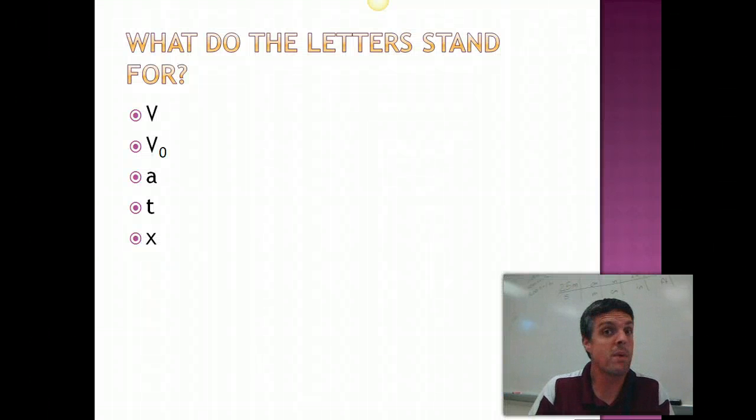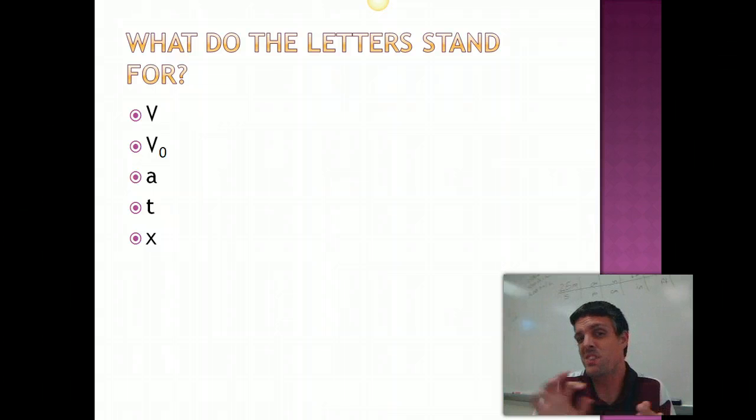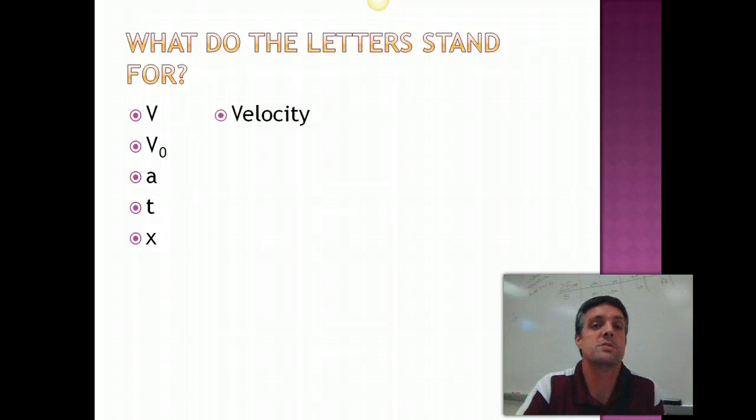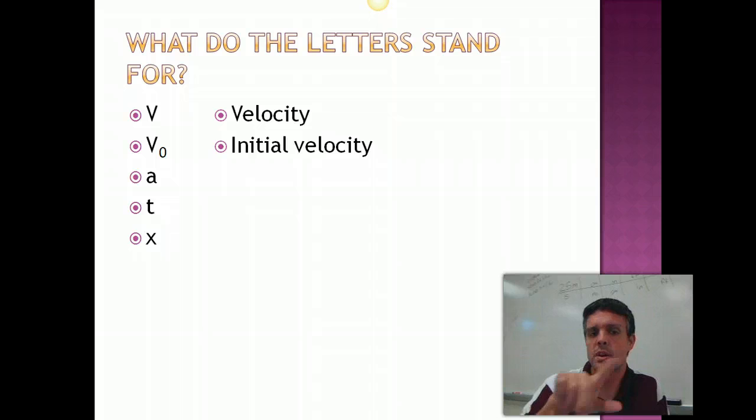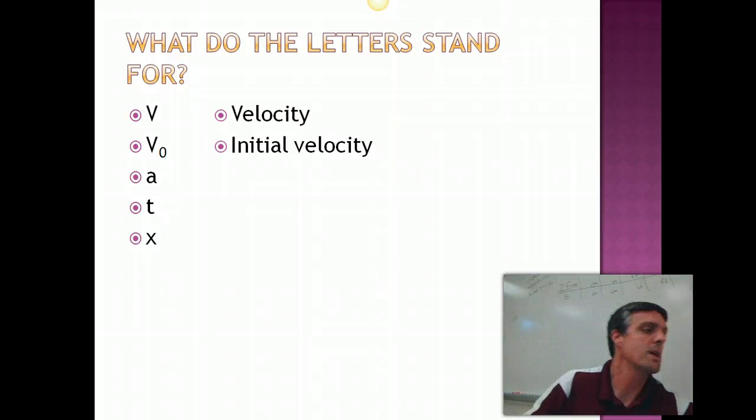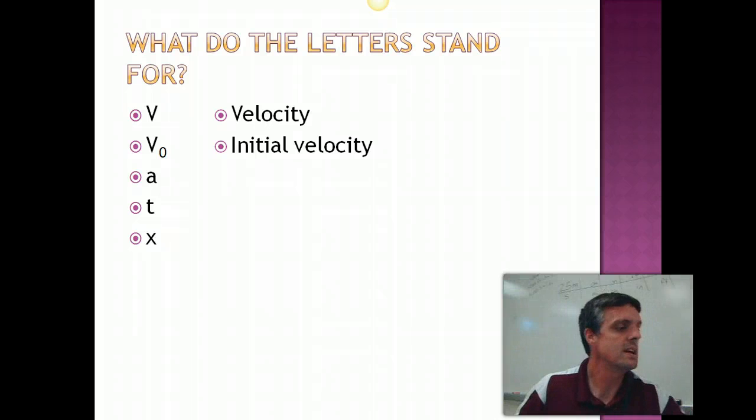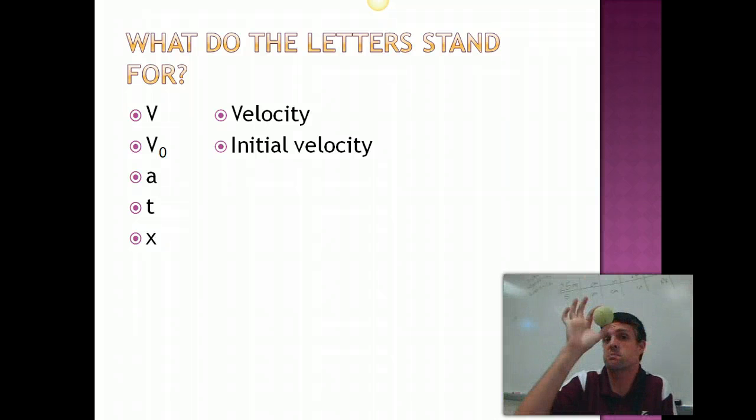All right, let's talk about what these letters stand for. You've got a V with a little 0 at the bottom there, a little subscript. You've got an A, a T, and an X. So the original V there, if you see a V in one of those equations, it just stands for velocity. But if you see the V with a little 0 down below it, we call that an initial velocity. And what I mean by initial velocity is right now this tennis ball has an initial velocity of 0, okay?